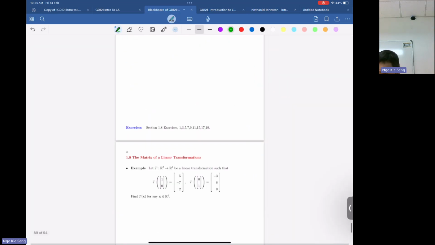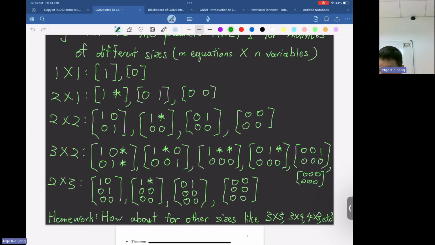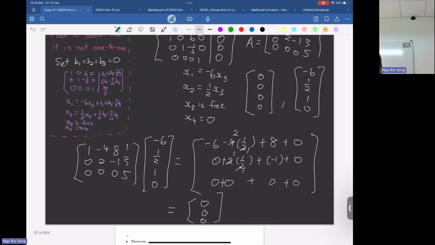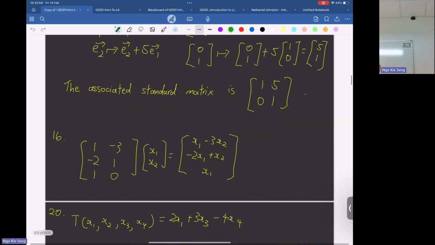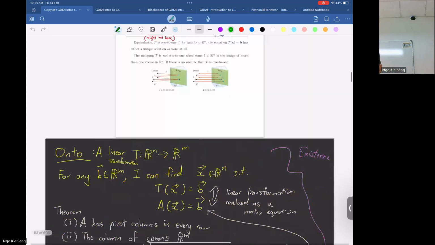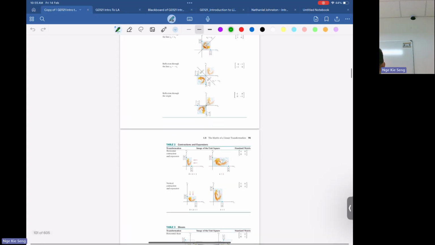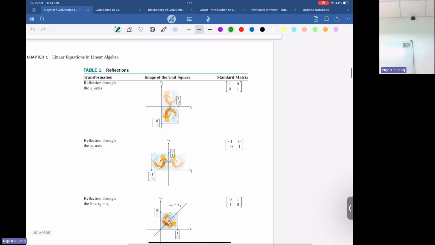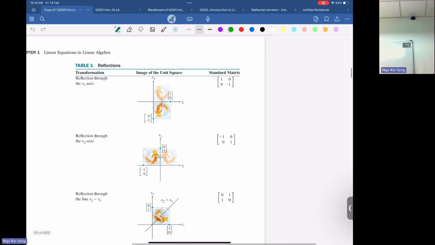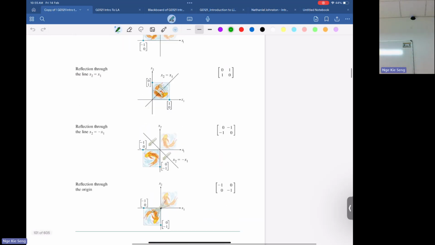Okay, if you want to see more, there are a lot of nice pictures inside your textbook. You can have a look. What kind of matrix, and how to transform a picture inside the R2 space.